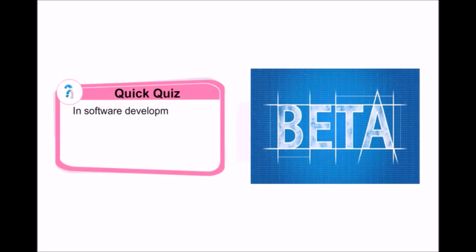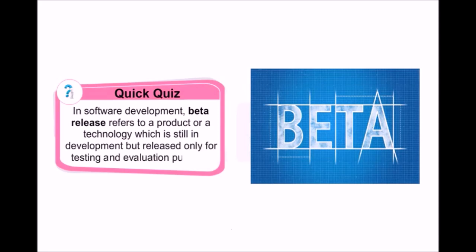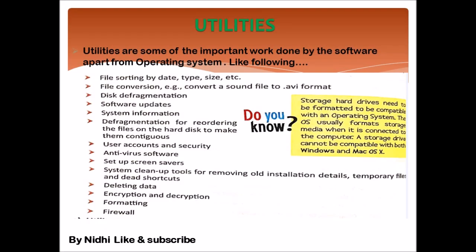Students, in software development, beta release refers to a product or a technology which is still in development but released only for testing and evaluation purposes. Okay, next topic is utilities. Utilities are the programs that support the smooth functioning of a computer. You can say utilities are some of the important work done by the software apart from the operating system.